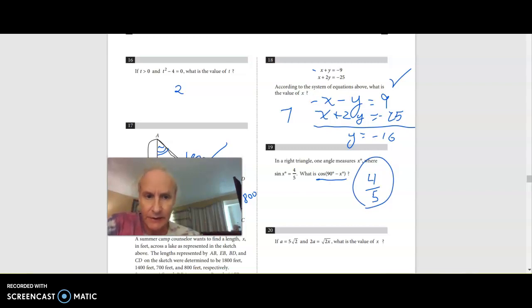A lot of people are going to go with the 3/5 answer on this one, but that's not correct because they want to know what is the complement. Cosine and sine are equal.